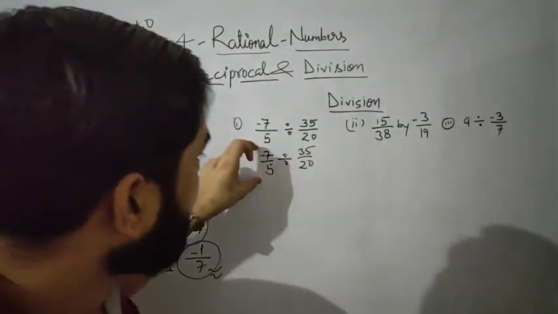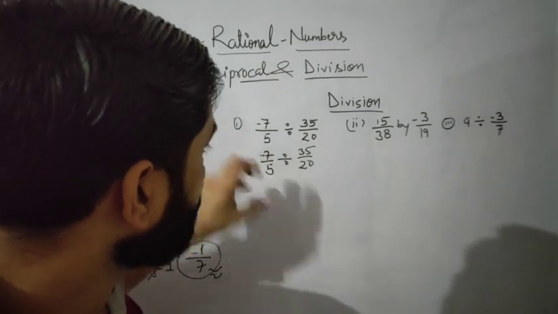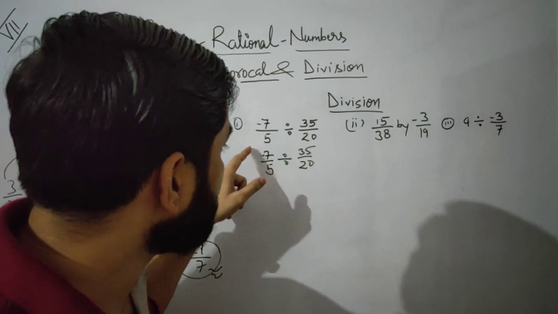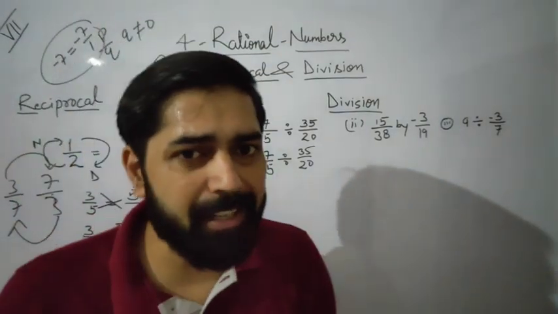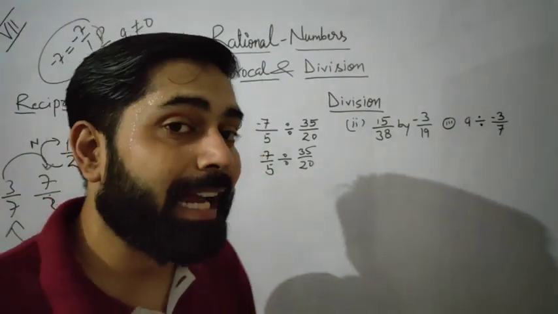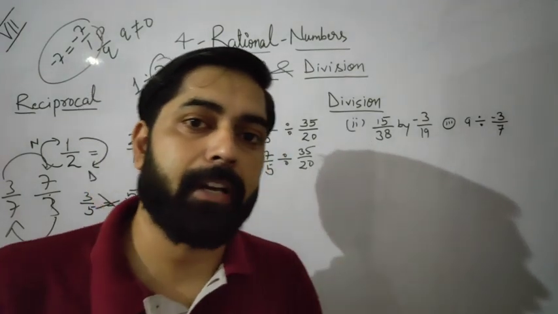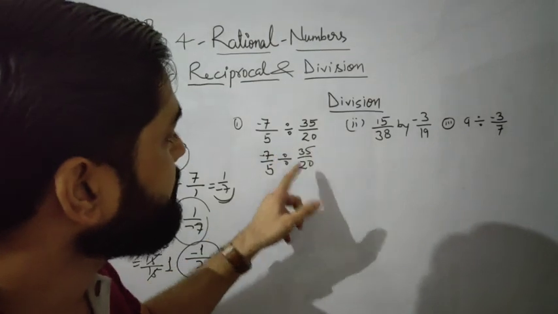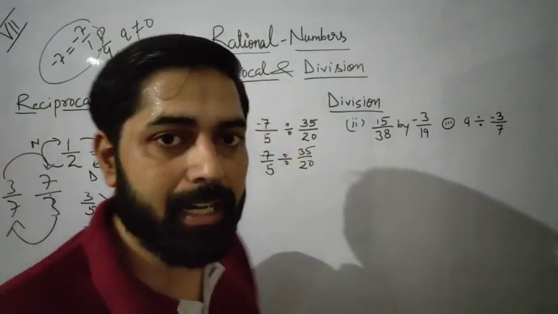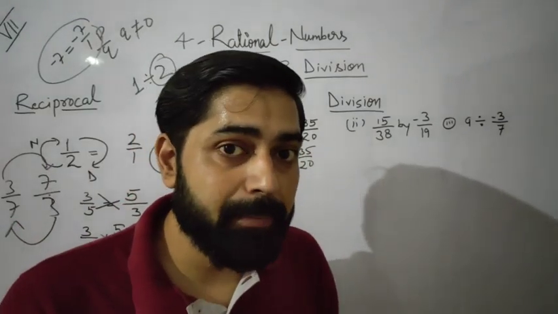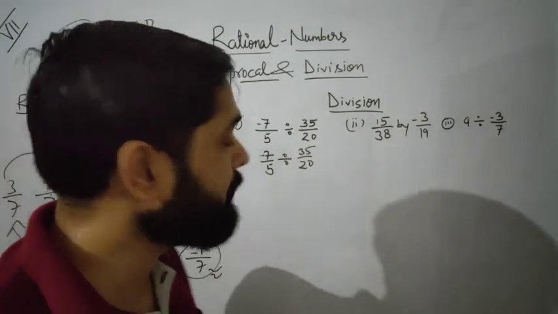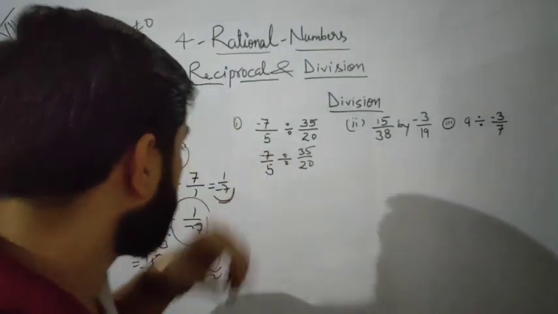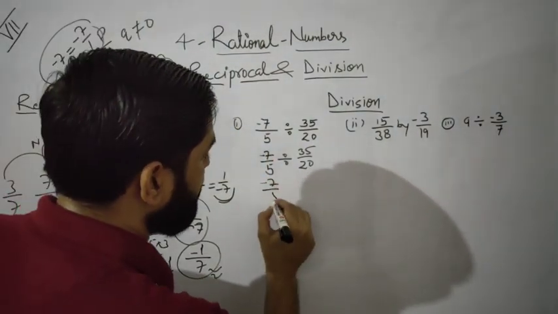Look here, if there is a division, then which one is the first fraction? Here minus 7 upon 5 is the first fraction. So we cannot write the reciprocal of minus 7 upon 5. This is wrong. We always write the reciprocal of the second fraction, and also change the sign. So minus 7 upon 5.